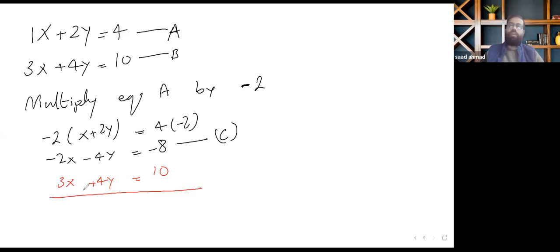Let's have it here. Now what we do is we add them, because you see their coefficients are opposite. So if I add them, they will become 0. They will be eliminated. So -2 plus 3 will give us x. This 4 minus 4 becomes 0. And -8 plus 10 is 2. So we get x equals 2.